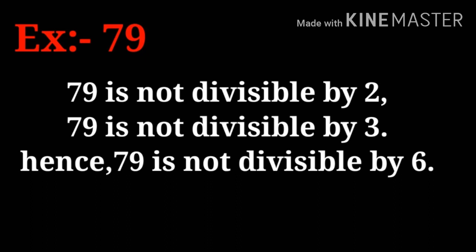Let us take one more example which is not divisible by 3 and not divisible by 2. Check whether the given example 79 is divisible by both 3 and 2. Hence we observed that 79 is not divisible by 3 and it is not divisible by 2. Hence the given 79 is not divisible by 6.